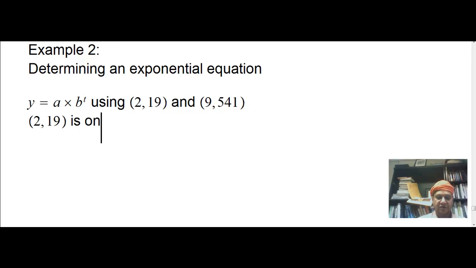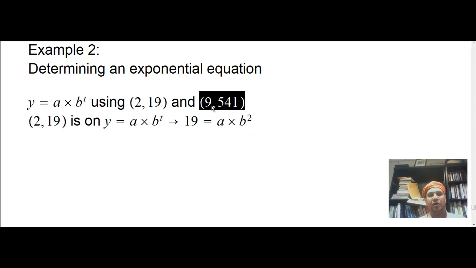So since this point is on this equation, what you can do is use it to obtain: y is 19. Am I making sense? Y is 19, and so I got 19 equals A times B to the power 2. Okay, so we got a 2 here.